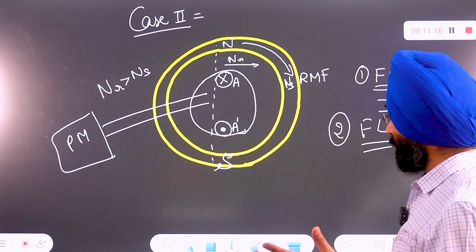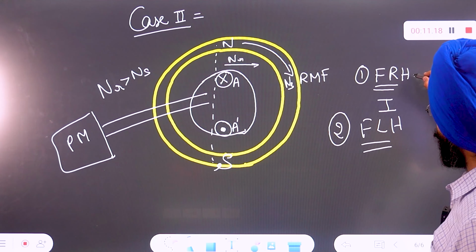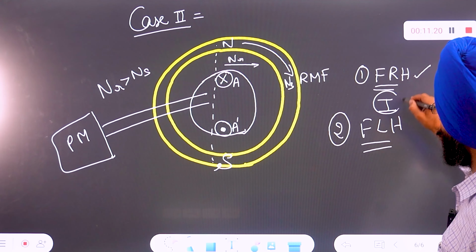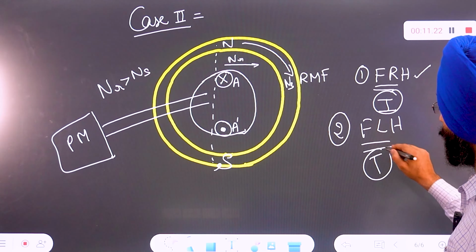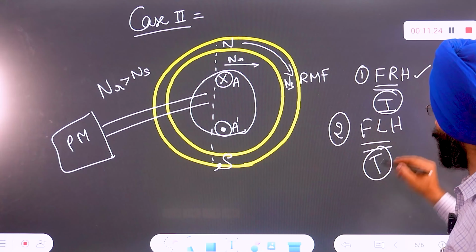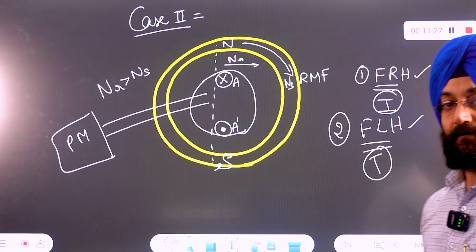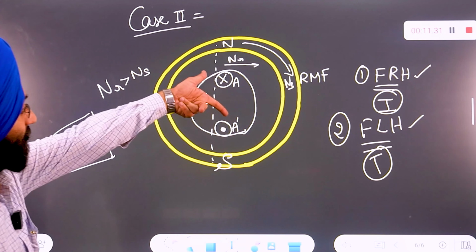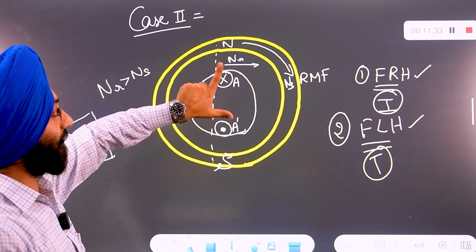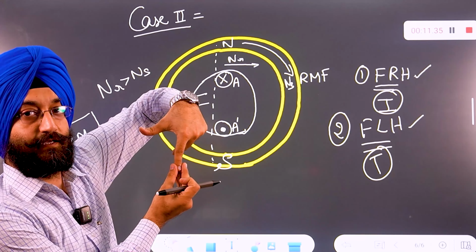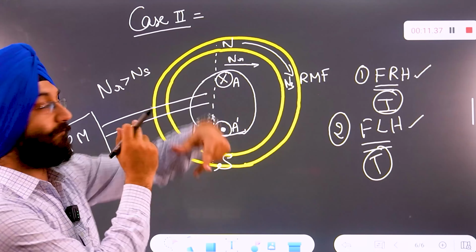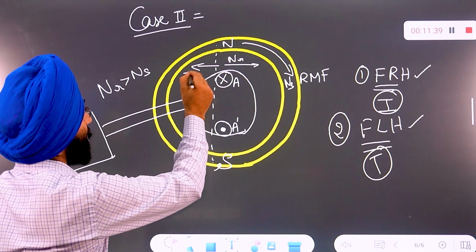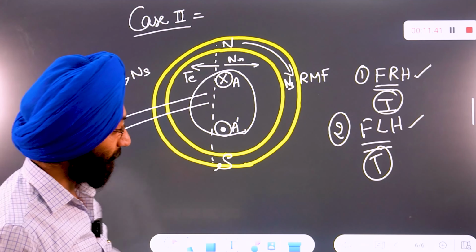Now we have found the direction of current with Fleming's right hand rule. Now we have to find the direction of torque acting on the rotor windings by using Fleming's left hand rule. What will happen? The current is inward, and the direction of field is downward. The torque acting will be in the opposite direction. So this is the direction of torque.